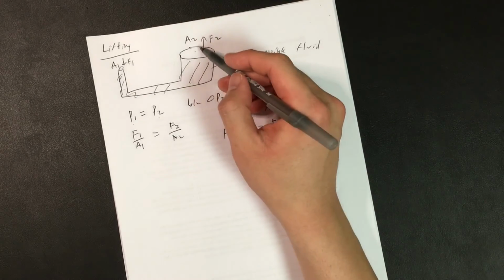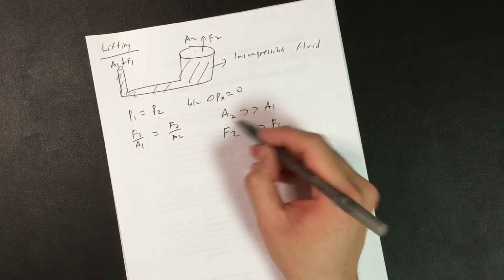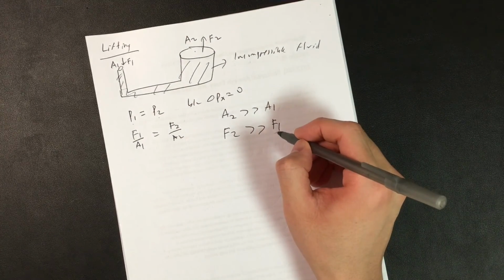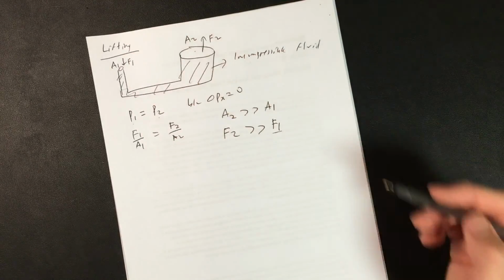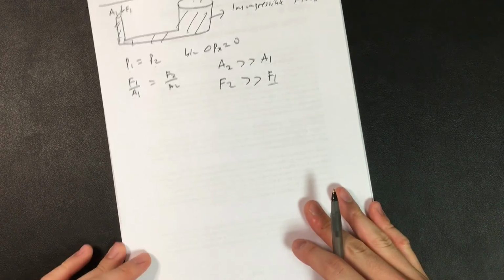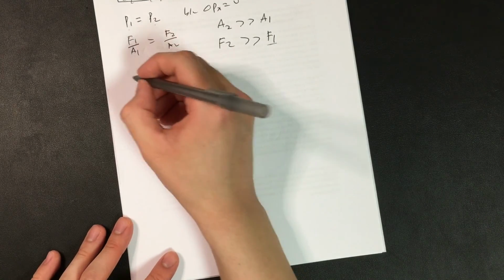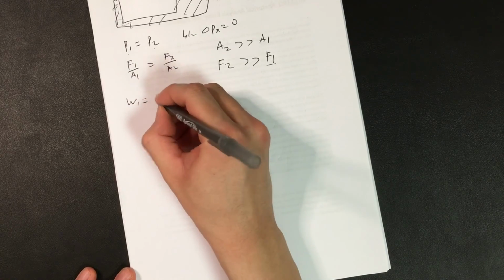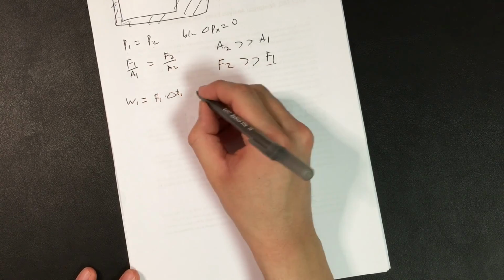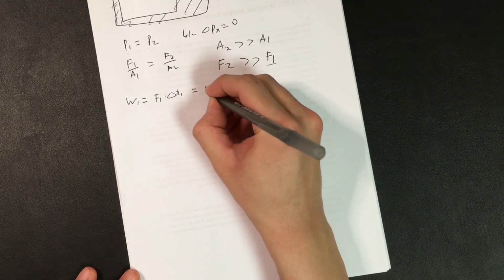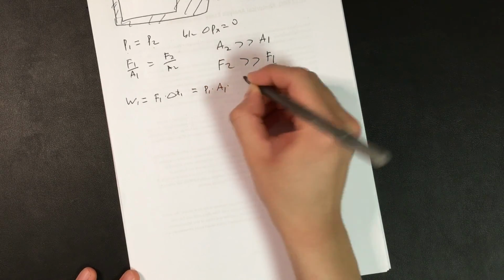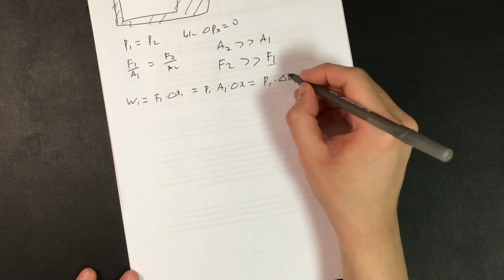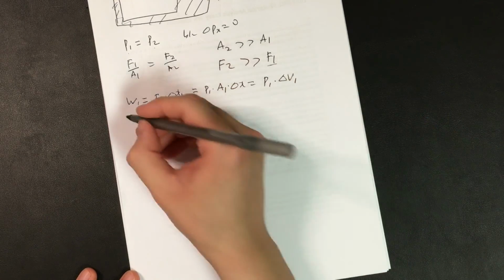And if the U-tube is made such that A2 is far greater than A1, then F2, which is the output force, is going to be far greater than F1, which is the input force. This means that using such a device, one can generate a great amount of force which can be used to lift a heavy object. But energy is conserved in this case. Work done by force 1 equals F1 times some distance x1. And this equals pressure at point 1 times area A1 times delta x1, which is pressure at point 1 times change in volume, which I'm going to call delta V1.